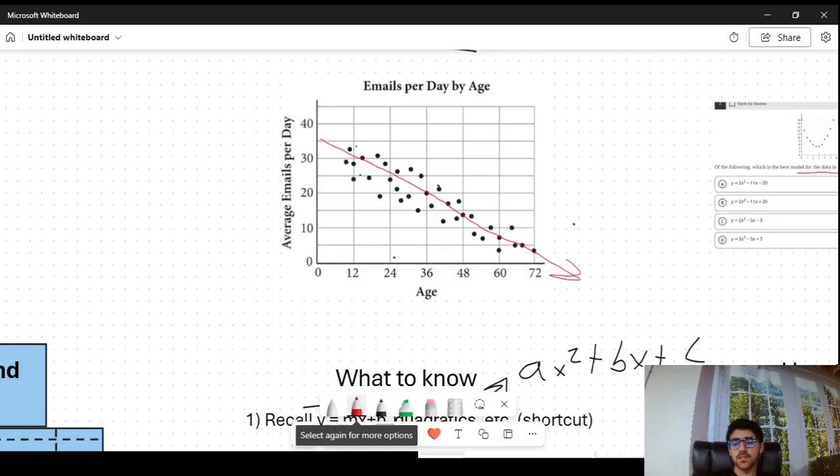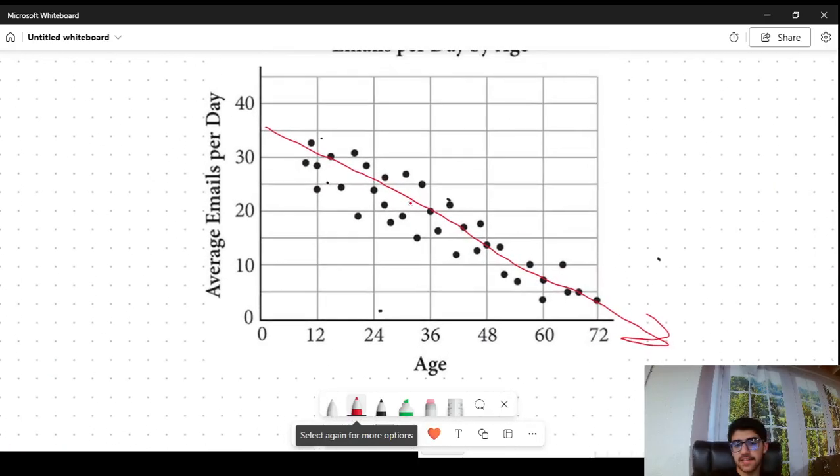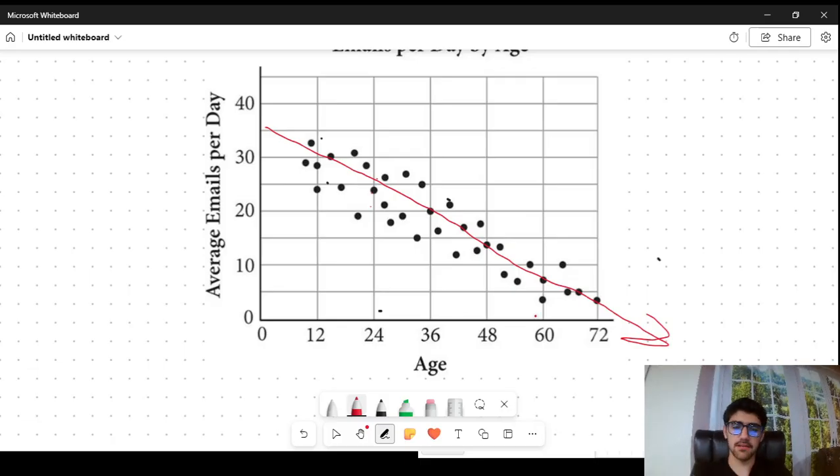And it's important to make sure what the question is asking for. It might ask, at age 24, what is the average emails per day? You have to make sure whether the question is referring to a specific point on the scatter plot, or to the line of best fit. So for 24 on the line of best fit it would be around, let's say, 26. On the points it would be 24, and that would be the difference between a wrong and correct answer.